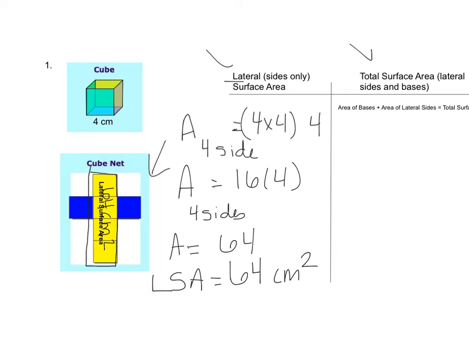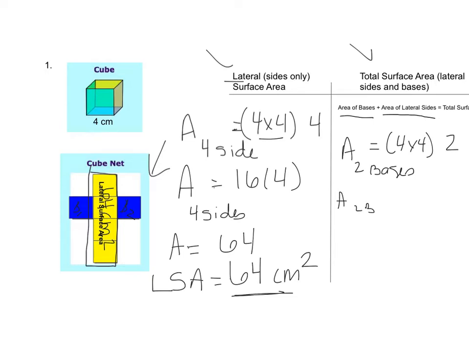The total surface area is the area of the lateral sides, which is 64, and the area of the bases. And we have 2 bases. Here's your base 1, and here is base 2. So the area of the 2 bases is going to be 4 by 4, and since we have 2 bases, we'll multiply that times 2. So the area of the 2 bases is 16 times 2, which is 32. So 32 is the area of the bases.